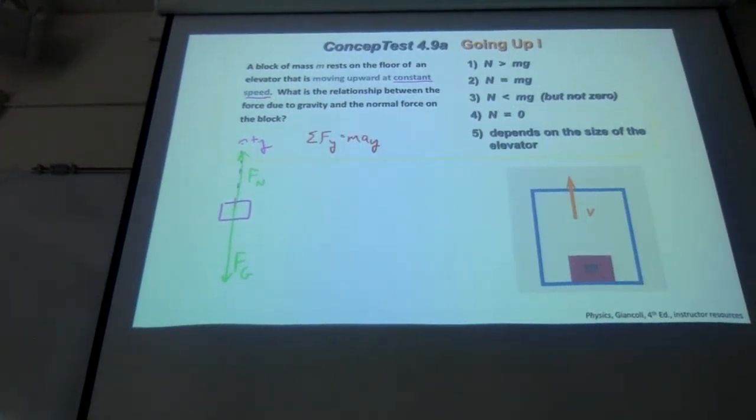Well, if I'm moving at a constant velocity, that means the acceleration is 0. The velocity is not changing. So I can say that I have a normal force that's in the positive direction and a gravitational force that's in the negative direction. Those are equal to 0. And let's go ahead and plug in for the gravitational force and put it on the other side.